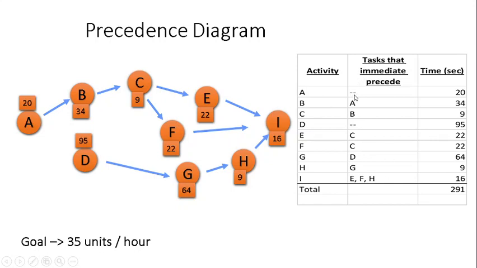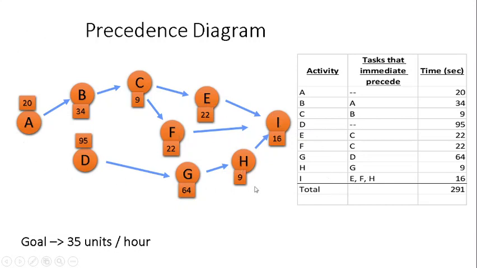So as you can see, A and D tasks have no preceding activity, so that's why they're sitting here alone, standalone, while B has A as preceding, C has B as preceding, E and F have both the C as preceding activity, and so on. So I, at the end here, has E, F, H as preceding activities.